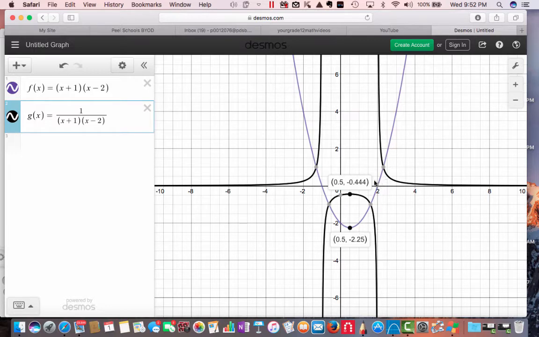Once again, when y is positive on the original, the reciprocal is going to be positive as well. Where y is negative on the original, the reciprocal is going to be negative.